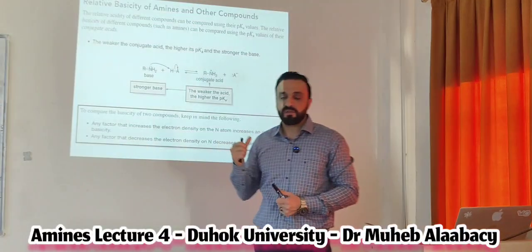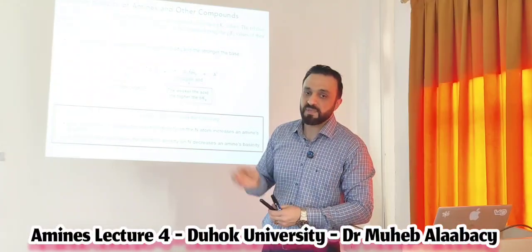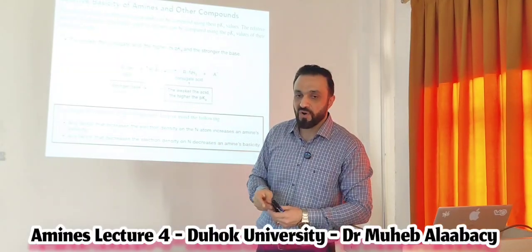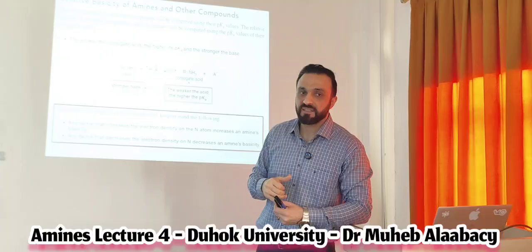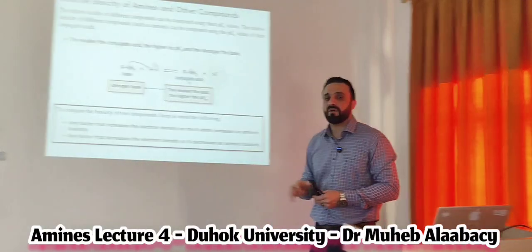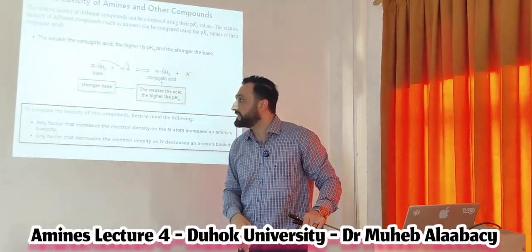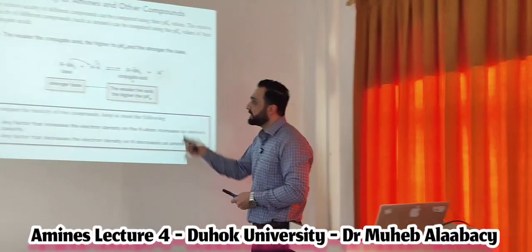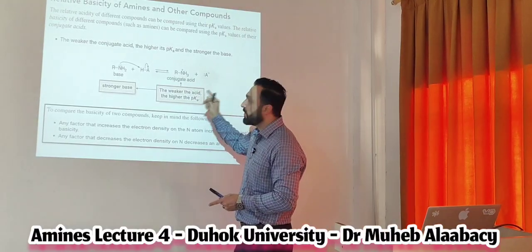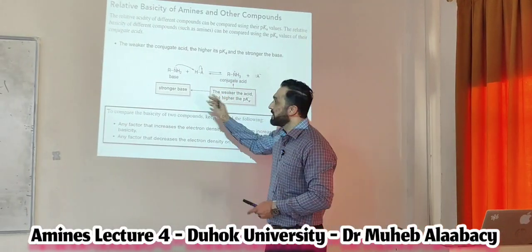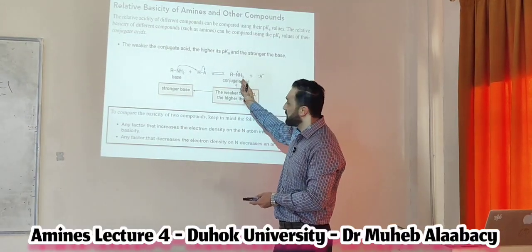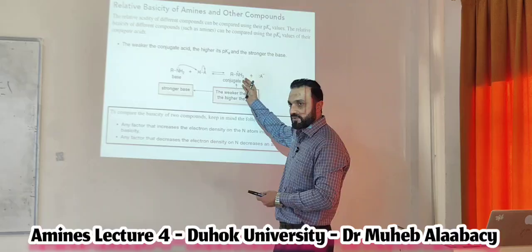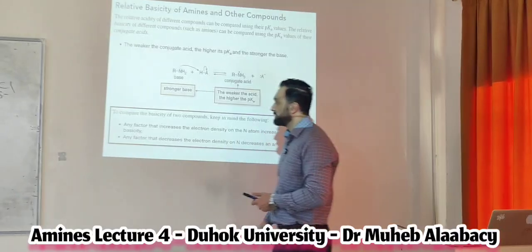Also, I gave you the conditions of a base before. The base must have an unshared electron pair, or be negatively charged, or what else? Yes, a double bond. Some compounds that have a double bond can also work as bases. Look, I don't give you the pKa value, but you know this is a stronger base than this. This is the base, and this is the conjugate acid. A conjugate acid is able to give a proton, not to take a proton. So this is the acid.